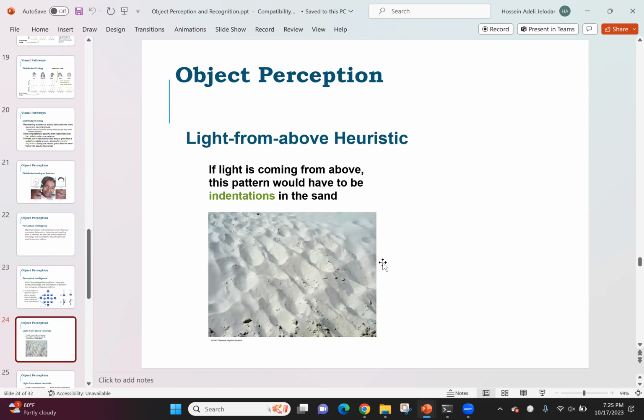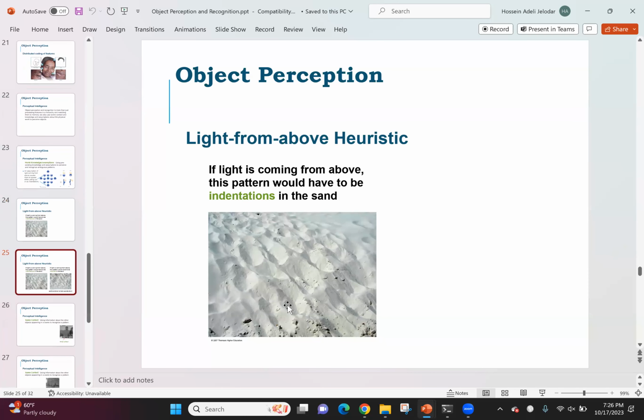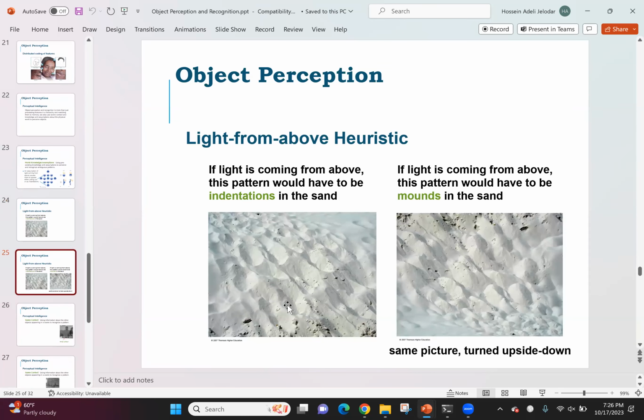Look at this example. Do you see this pattern in the sand as indentation or as mounds? Mounds? Like these patterns? Do you perceive them as mounds? I do. Interesting. Do you all perceive them as mounds? Wait a second. So how about this one? It looks like you're looking at the bottom of a planet like this.